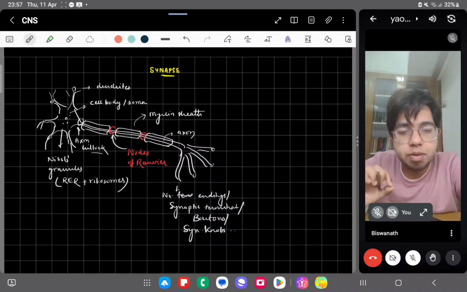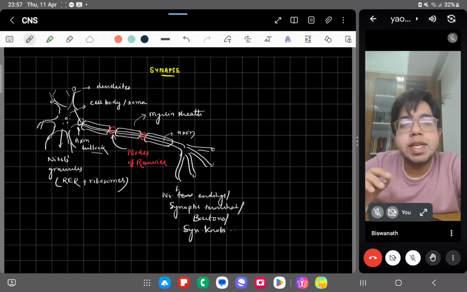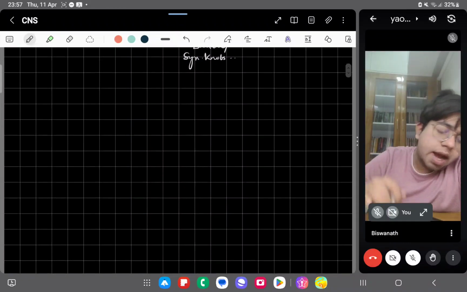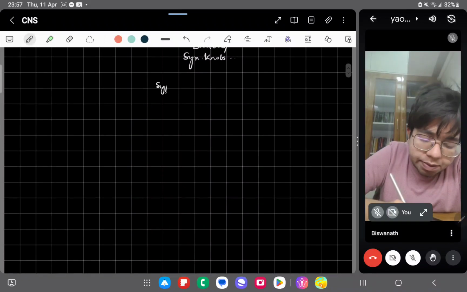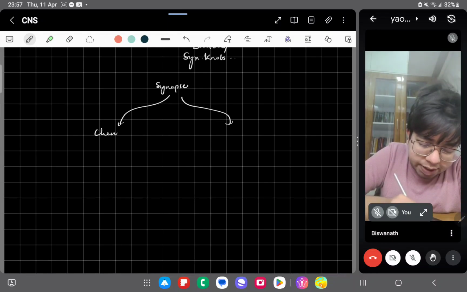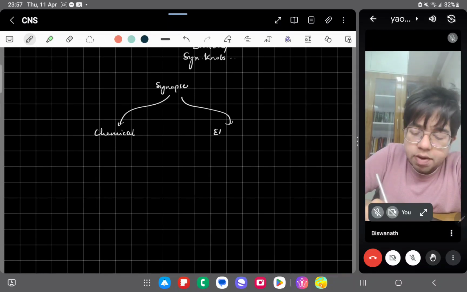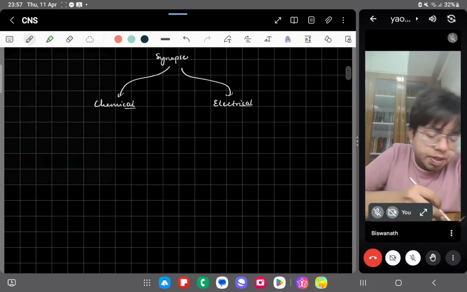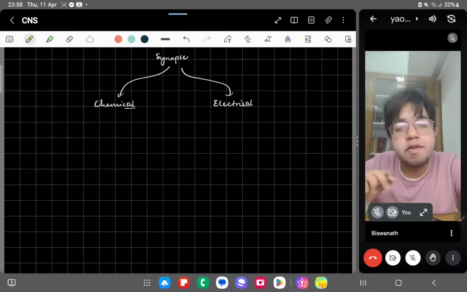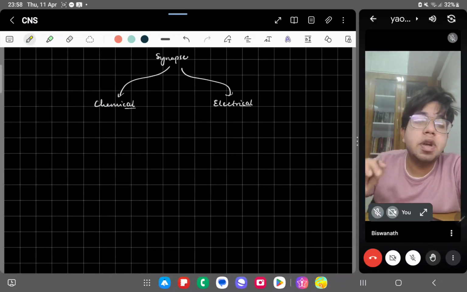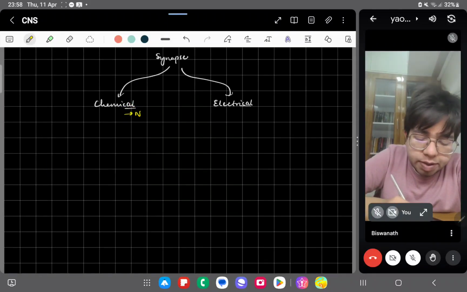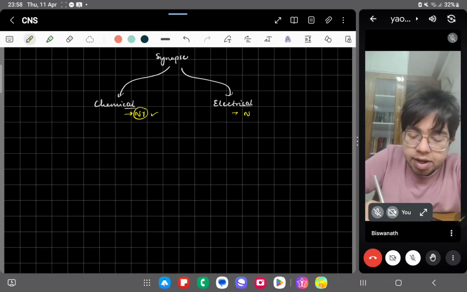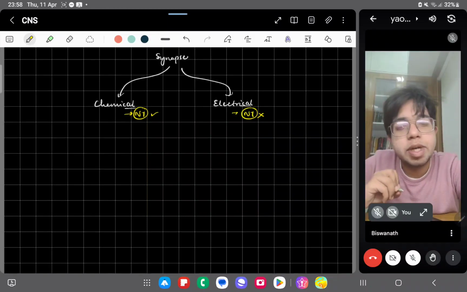So basically we are discussing synapses, and there are basically two types of synapses. One is a chemical synapse, another one is an electrical synapse. In chemical synapse, some chemicals are involved, that is your neurotransmitters. And in electrical synapse you don't have any neurotransmitter, right?